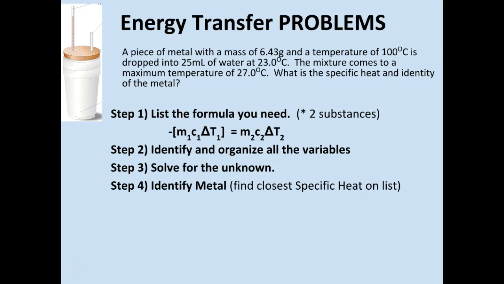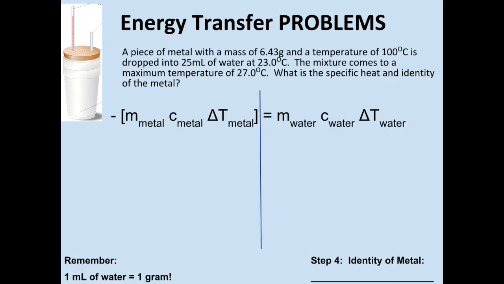Once we recorded these values yesterday, we then placed the hot metal into the calorimeter, put the lid on top, and watched the temperature of the system increase. When the temperature reached its maximum, in this example, it was 27 degrees. So now we have to identify the specific heat capacity of the unknown metal. So the steps: list the formula that you need. We're listing and organizing the variables. We're solving and then identifying the metal.